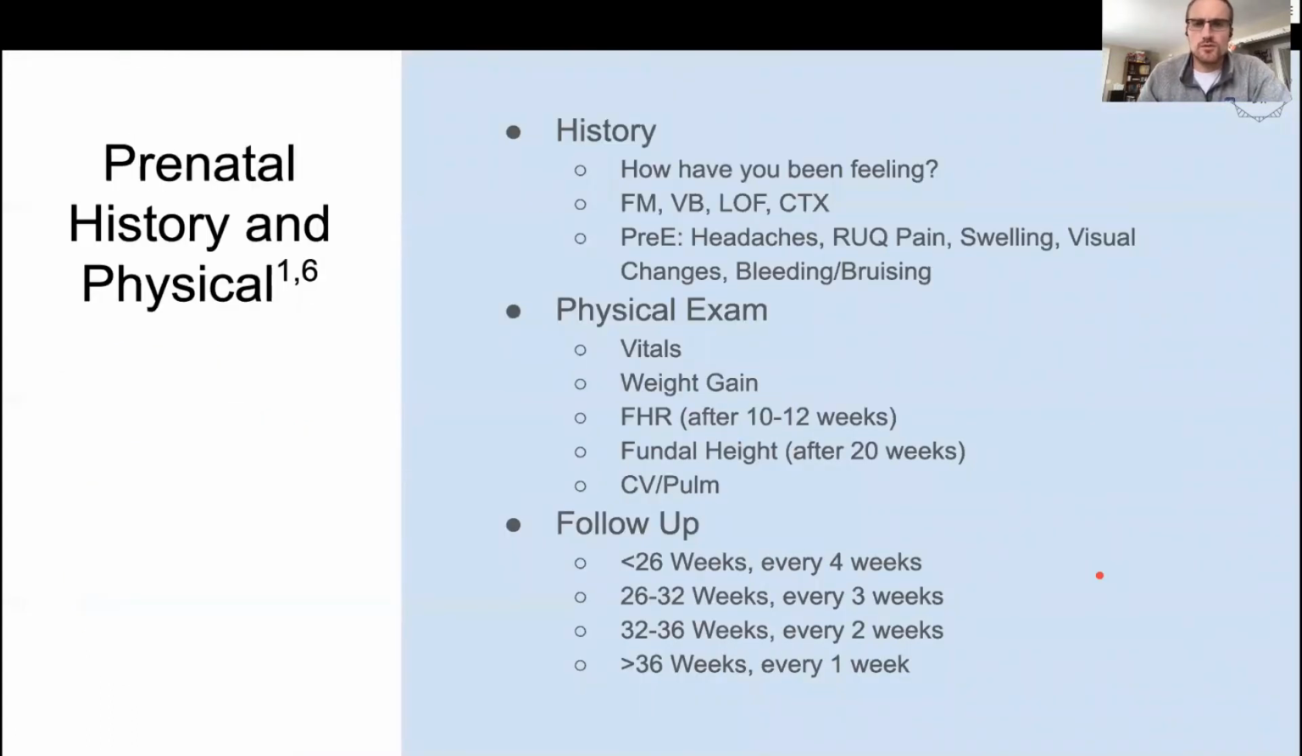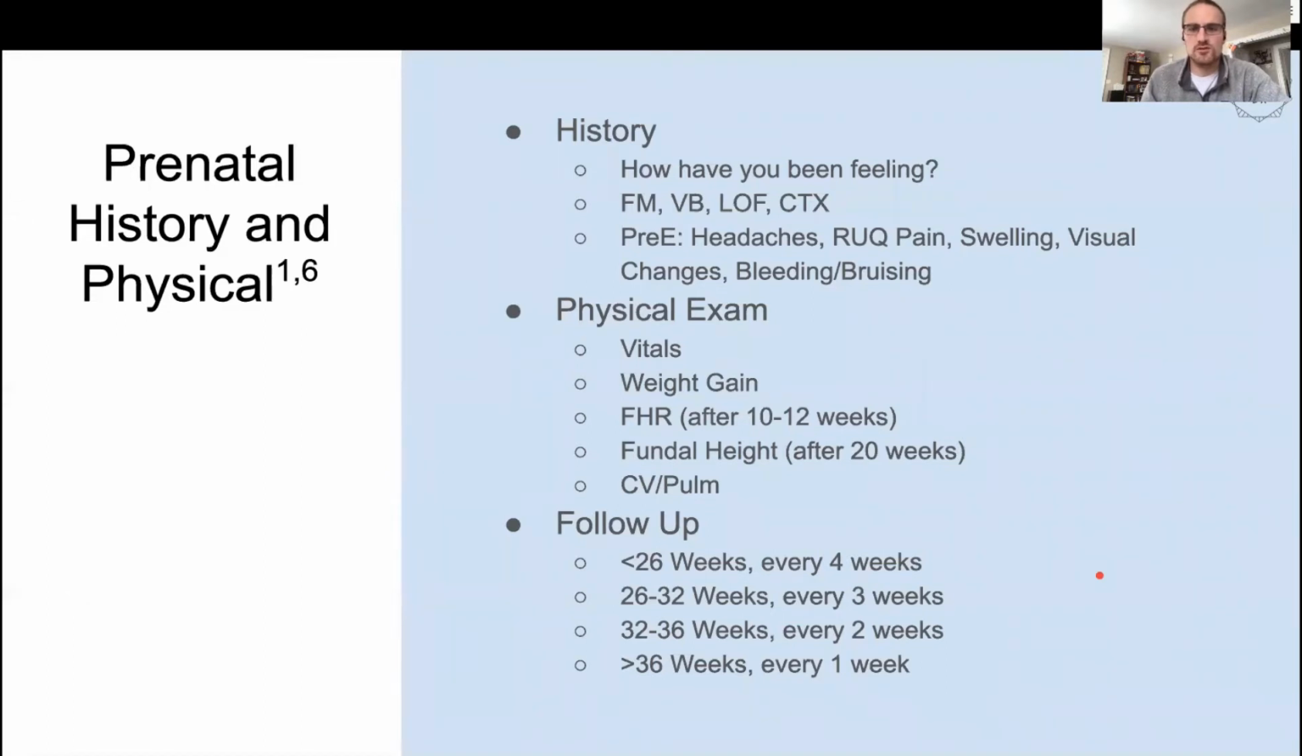So what do you do when a mom comes in for your prenatal history and physical? The history is largely going to get at how they've been feeling, have they felt the baby move, have they had any vaginal bleeding, have they had any loss of fluid, have they had any contractions. And then you might ask for symptoms based on risk factors. So these are just some of the symptoms for preeclampsia, pre-E, that you might need to be concerned about.